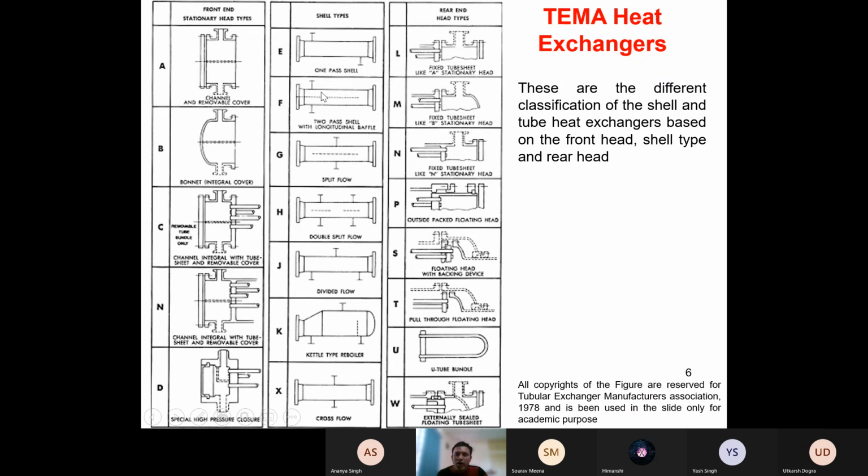Okay, so these could be one pass shell, two pass shell, split flow, double split flow, divided flow, kettle type boiler, cross flow, etc. These are the different shell types. In a front end, we can have a stationary front end. If you look at it, it can be a channel and removable cover, a bonnet type of cover, etc. In a rear end, we can again have different types.